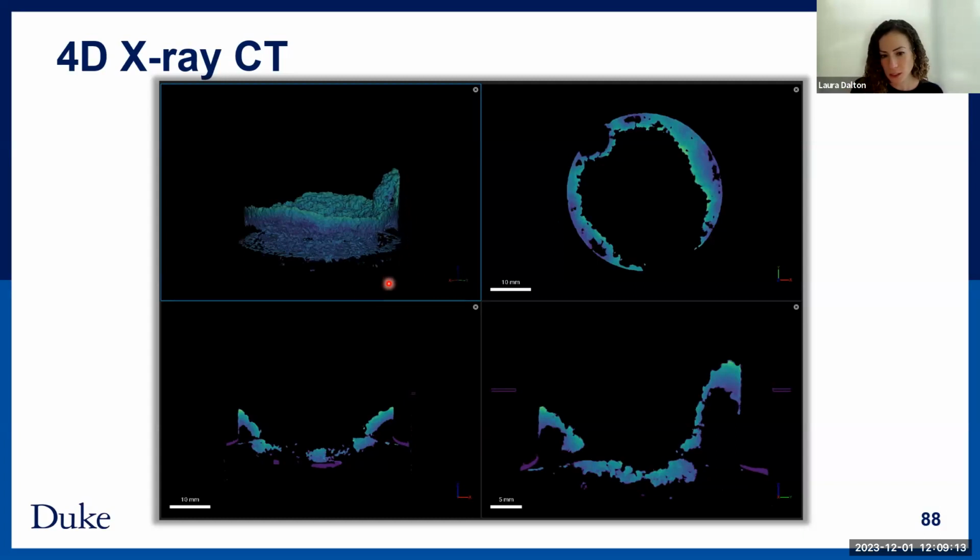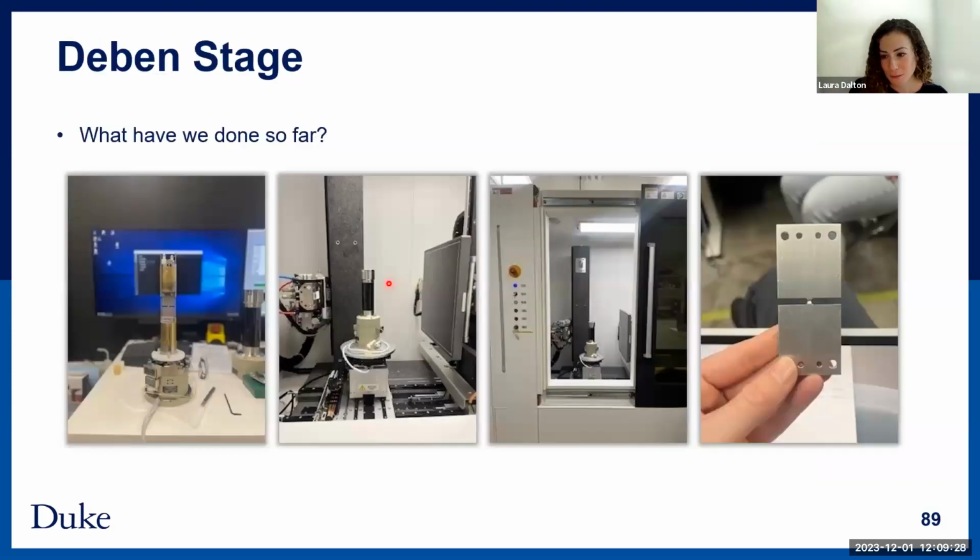Of course, we could visually see it, but we could also see it internally. I was very impressed with this. I did not expect this to be something we could see, and that's just from our practice training. So very excited. Here's an example of the Deben stage that can do tension.